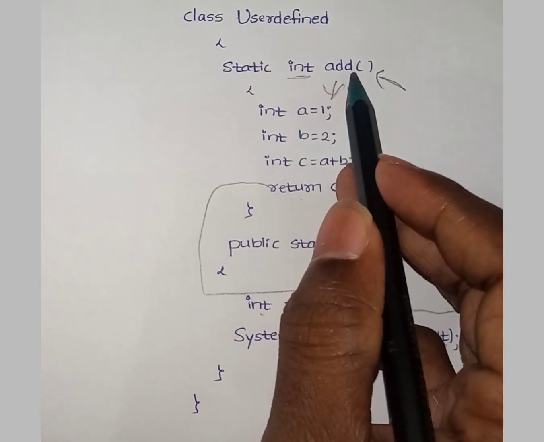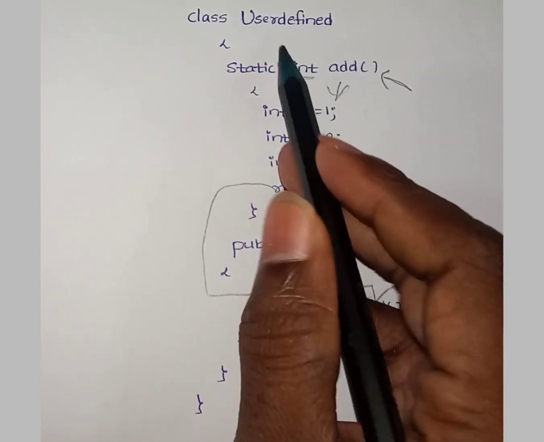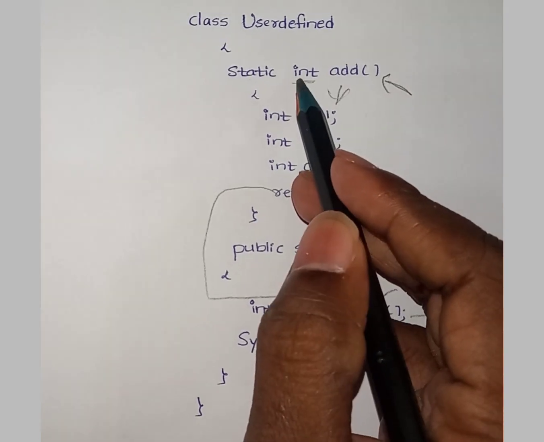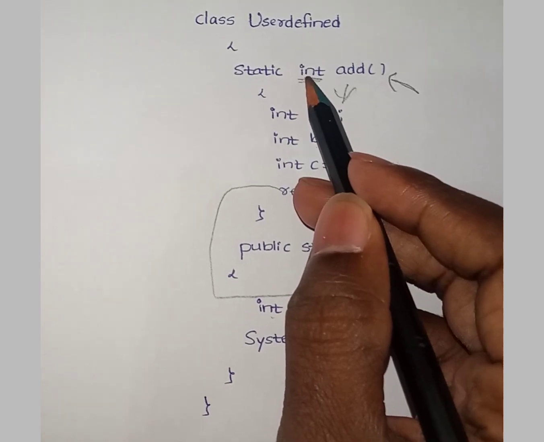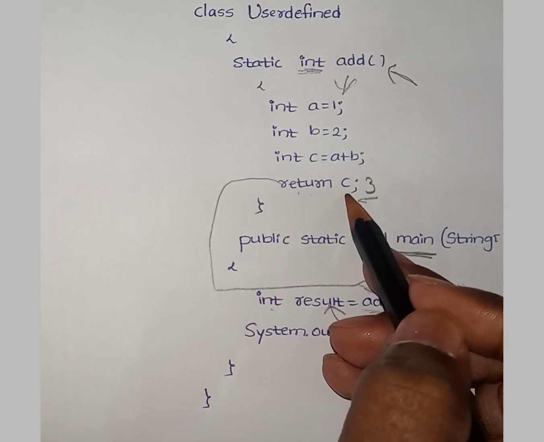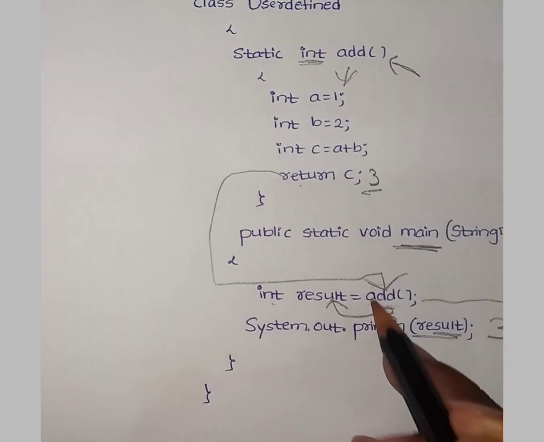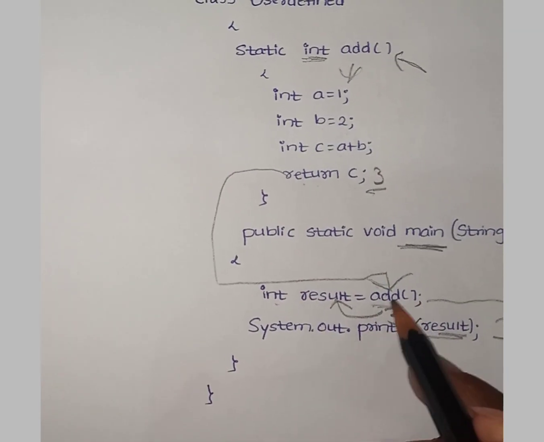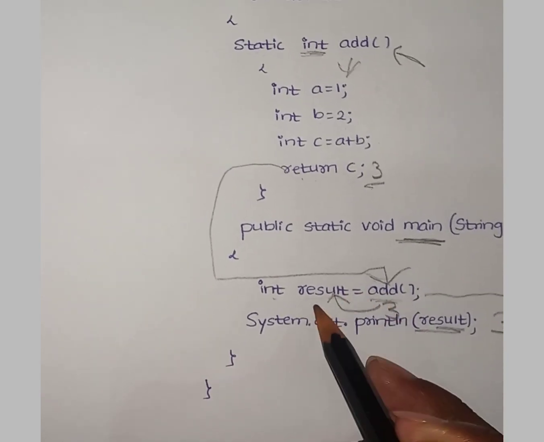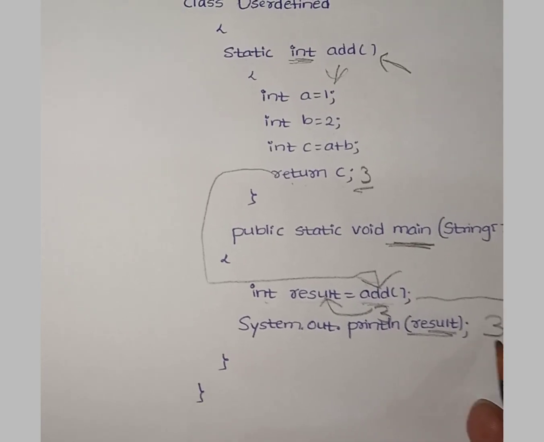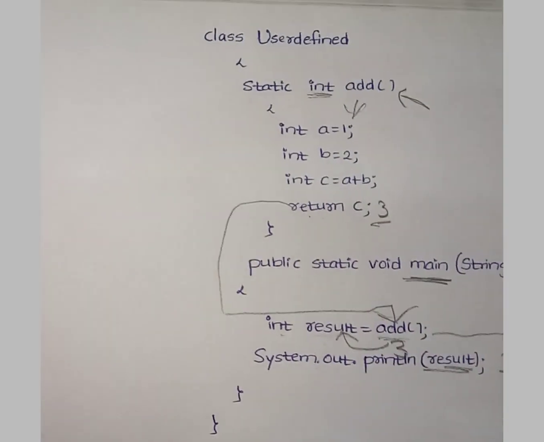Here add is a user-defined method and it is of type static. As it is a static method, we need not create an object, and it has int as the return type. As we have int as the return type, it returns the value after performing the operation. Once it returns the integer value, that moves to the place where we called the method, the value gets assigned to the result variable, and then we print the value assigned to result. So we got the output 3. So this is what a user-defined method with return type int is about.